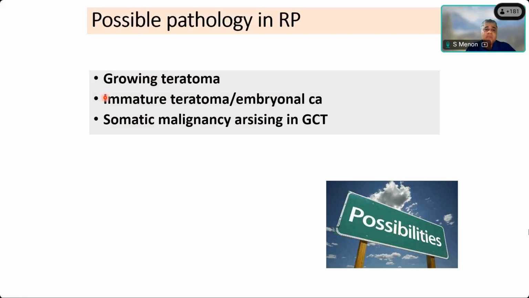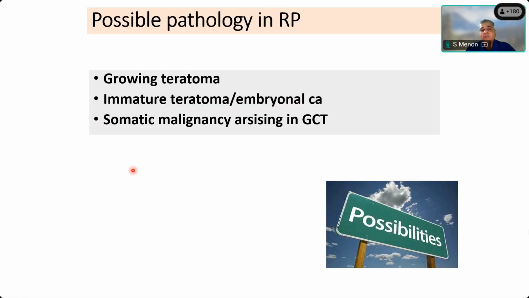You may have immature teratoma with embryonal carcinoma. Again, the markers may not be raised in them. Sometimes immature teratoma may have raised AFP and embryonal carcinoma may have raised beta HCG levels. But again, these are the possible pathologies where markers may not be raised in a recurrent tumor setting. Again, for a somatic malignancy like a squamous carcinoma, adenocarcinoma, or say a rhabdomyosarcoma arising in a background of germ cell tumor, the serum tumor markers would be normal. So you need to keep this in mind when you're dealing with a germ cell tumor case.